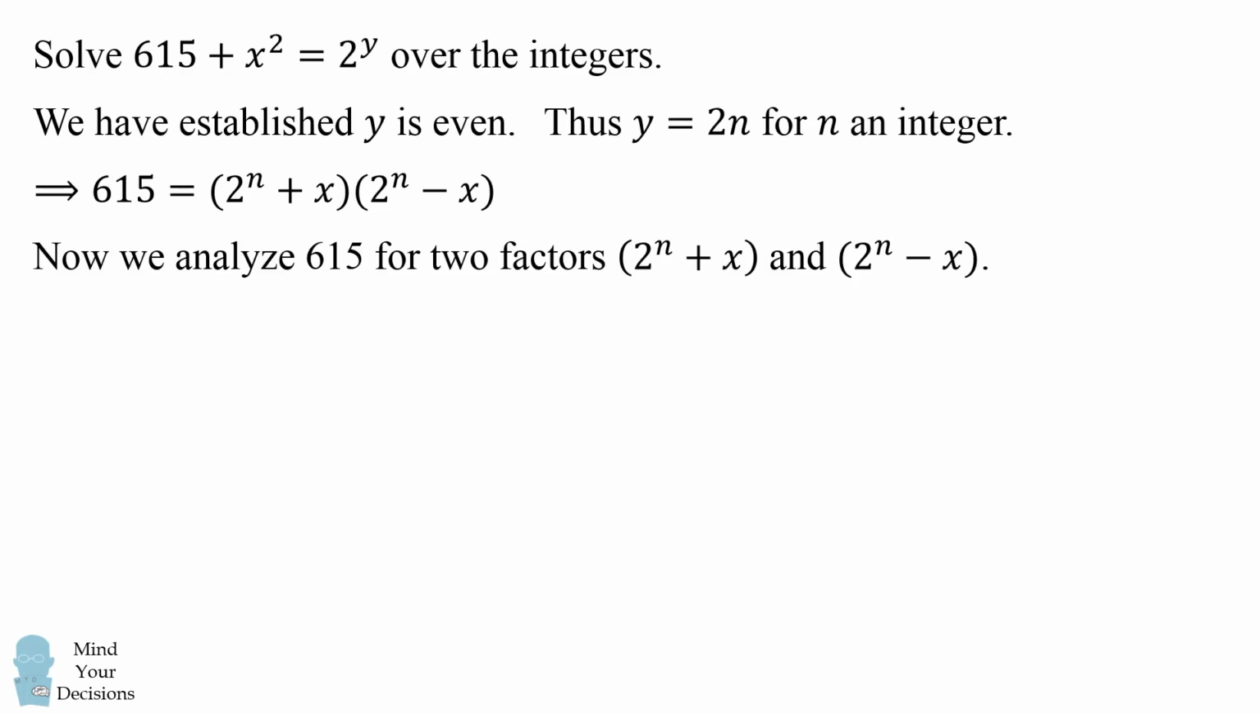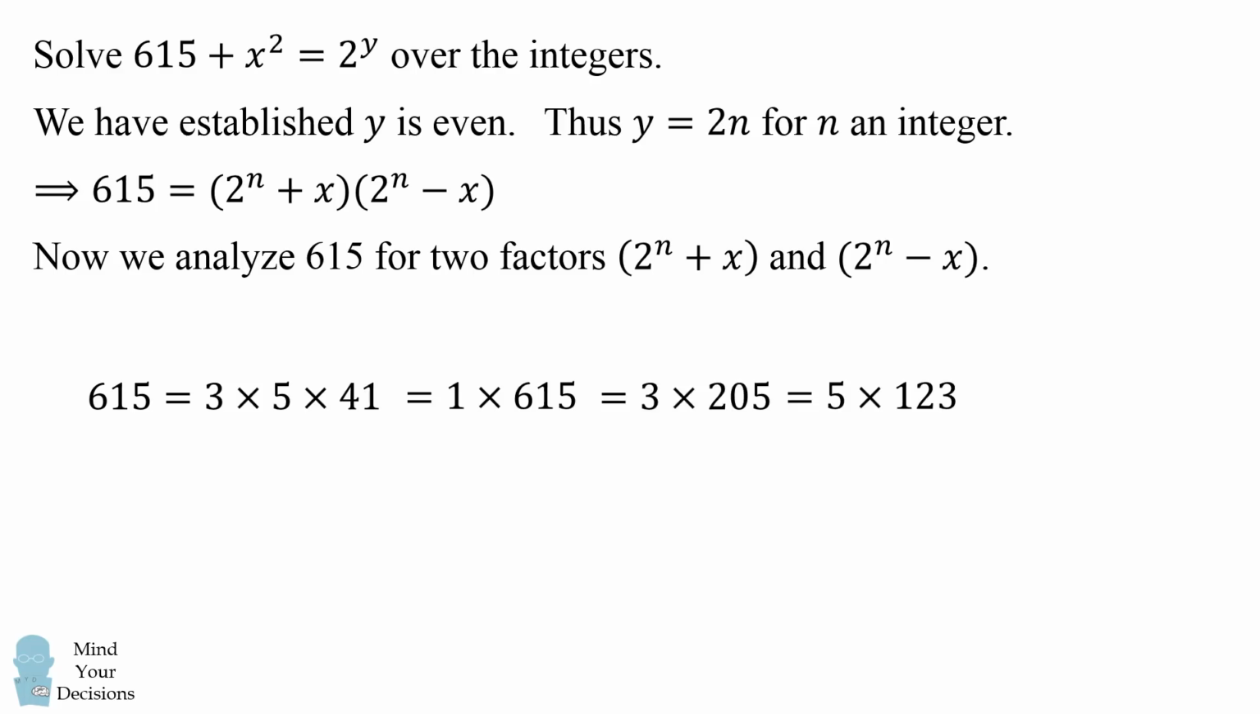So, we're now going to analyze 615 for two factors, 2 to the n plus x and 2 to the n minus x. We can do this by considering the prime factorization. 615 is equal to 3 times 5 times 41. So we consider which pairs of factors we could have which would equal 615. We can enumerate the possibilities. We can have 1 times 615, we can have 3 times 205, 5 times 123, or 15 times 41.